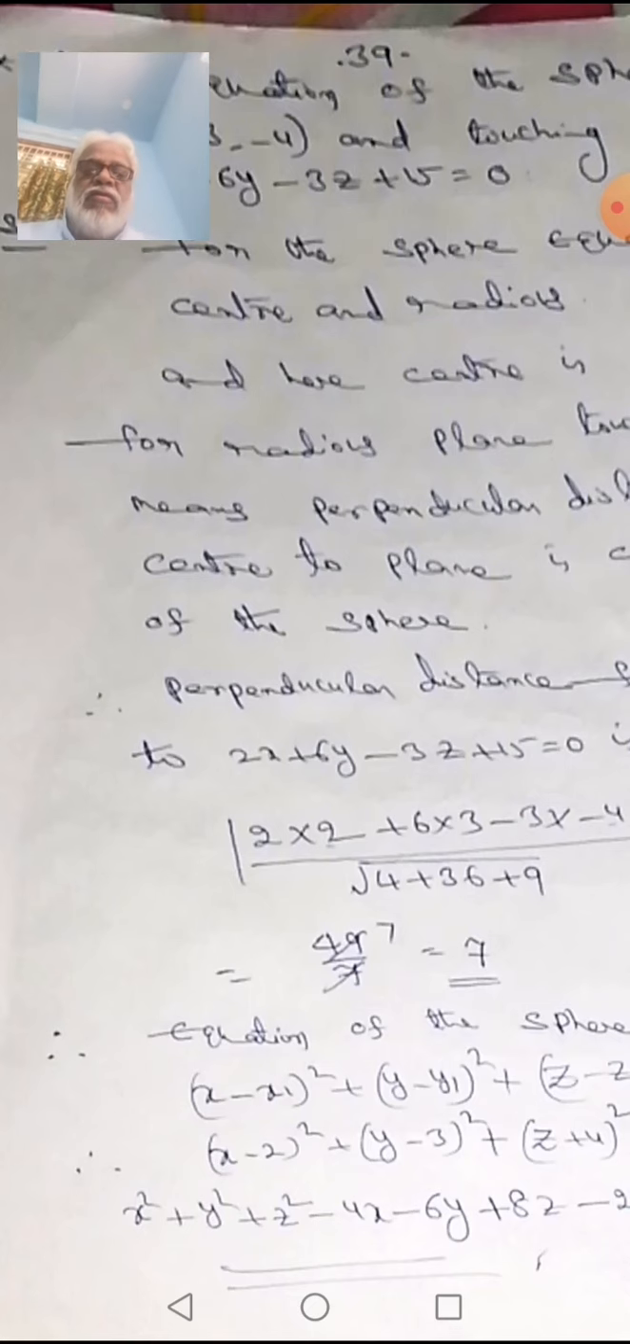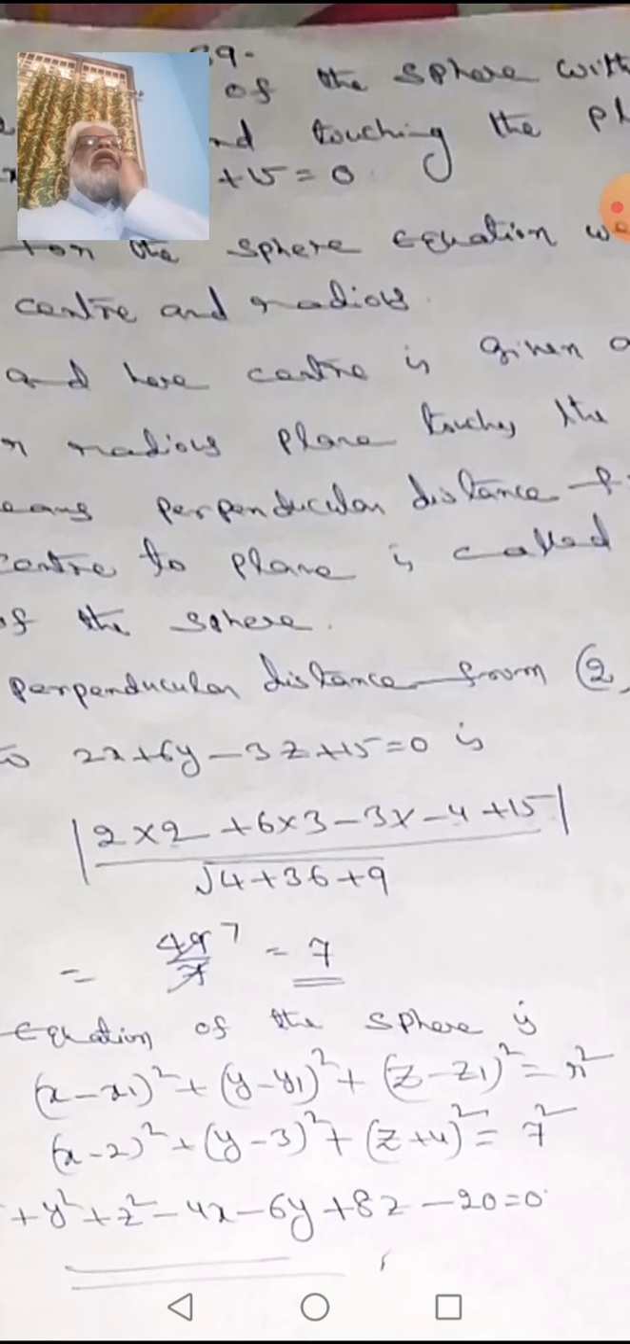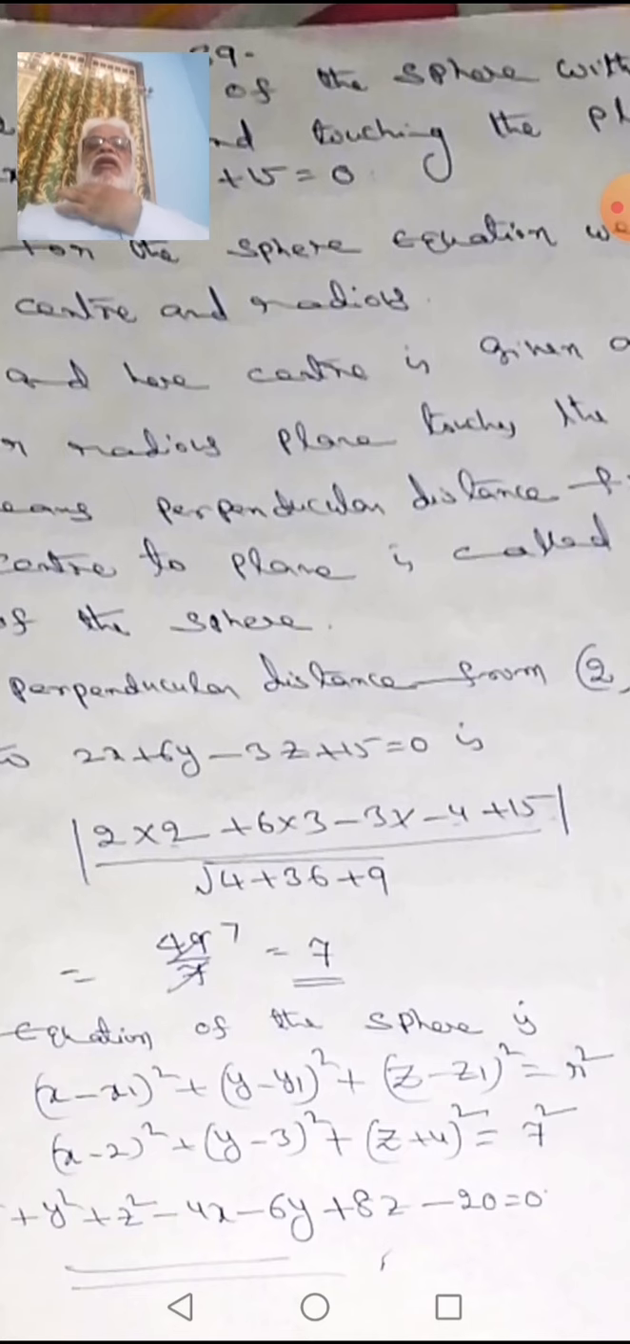By using the formula, we can find the center and radius. And in the last classes we also found limiting points, conjugate points, conjugate planes, like that. These are very important topics in this sphere.